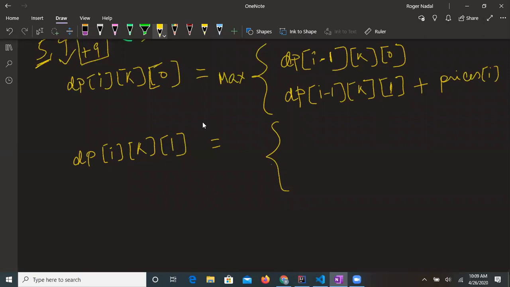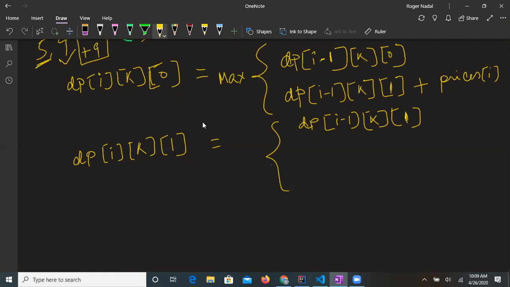So one thing is no op, which is very easy. Just do nothing because you already had it. So dp[i-1][k][1], right? Because everything you already had from the previous day. So you just did nothing.